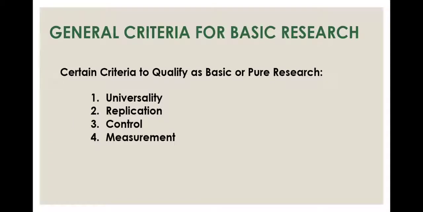General criteria for basic research. Certain criteria qualify research as basic or pure research. We have universality, replication, control, and measurement.